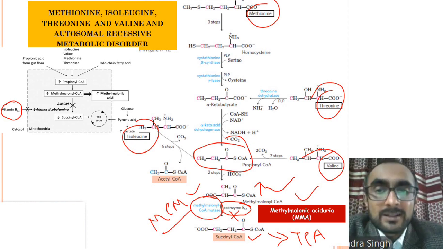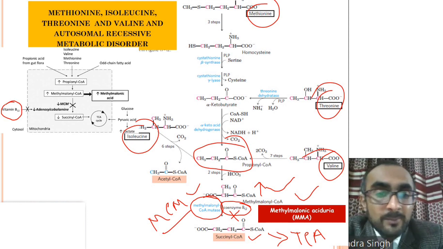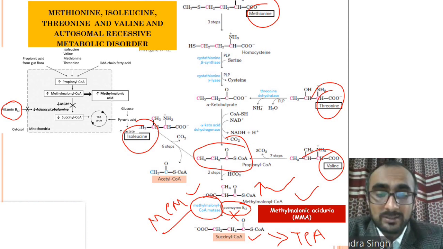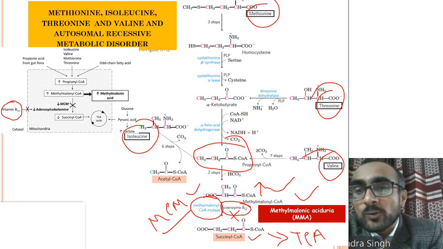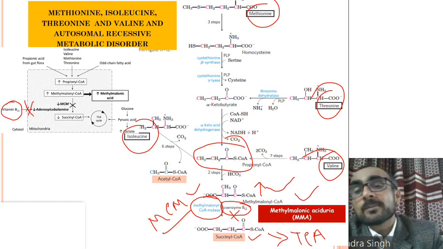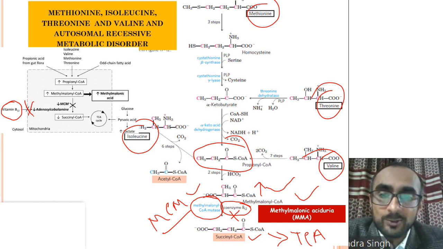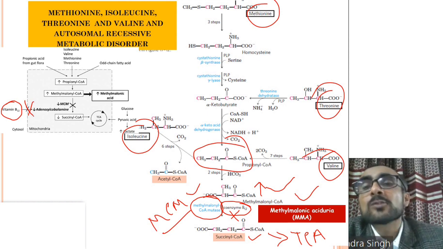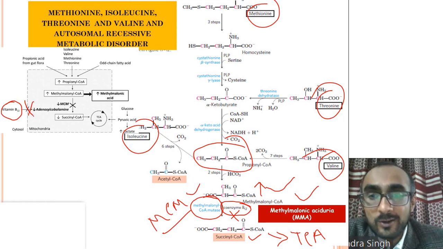So if this enzyme, methylmalonyl coenzyme A mutase, is defunct, has got a mutation, has lost its activity, or vitamin B12 is not able to be converted into coenzyme B12, or vitamin B12 is not being absorbed in the body, in all these situations, methylmalonyl coenzyme A mutase activity is lost.